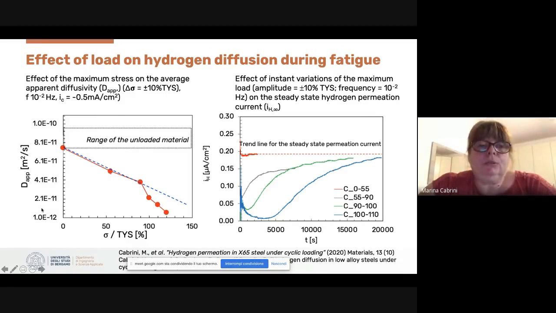The result was that the apparent hydrogen diffusion coefficient decreases with the increase of the applied load, and there is a strong decrease when the condition changes from the elastic field to the plastic field. In this case, we can try to analyze the effect of the cycle on the hydrogen permeation steady state flux current.